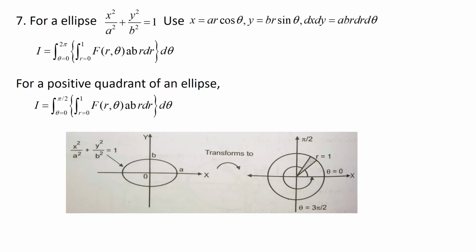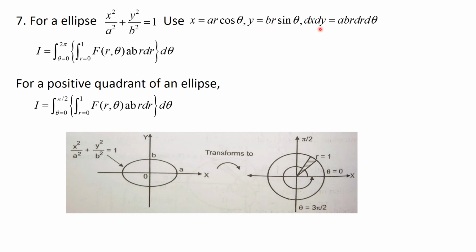Seventh point is related to the ellipse, that is x square upon a square plus y square upon b square equal to 1. Generally the substitution x equal to r cos theta is used in polar form, but instead of considering x equal to r cos theta, we take x upon a as one term, and hence the substitution is x upon a equal to r cos theta, and y upon b is equal to r sin theta.